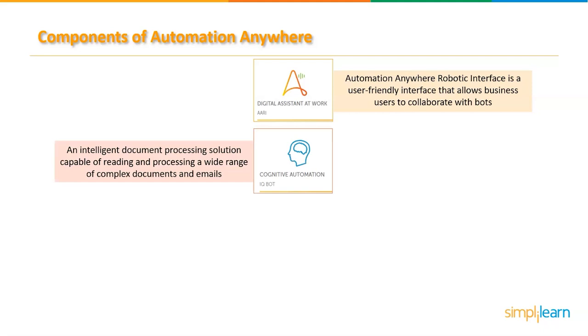IQBot, an intelligent document processing solution capable of reading and processing a wide range of complex documents and emails. IQBot intelligently captures, classifies, and extracts semi-structured and unstructured data using RPA and multiple AI techniques, allowing document-centric business processes to be automated end-to-end.